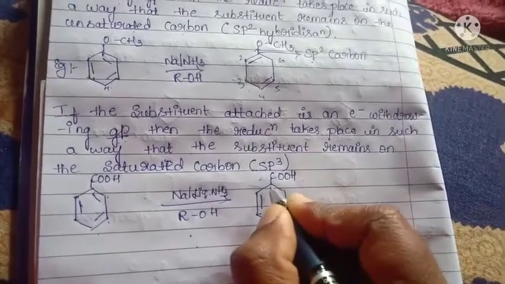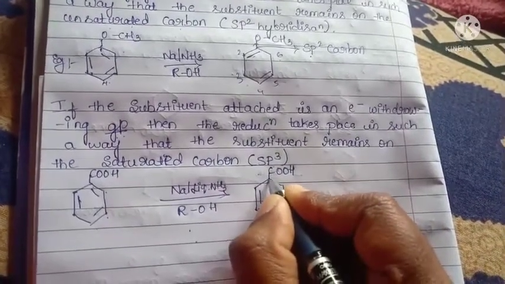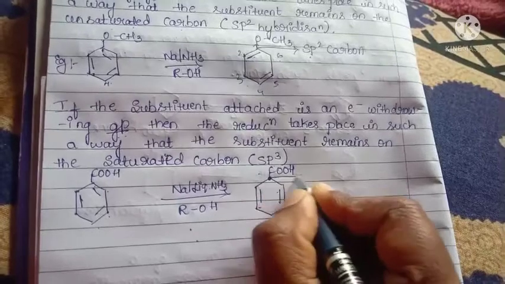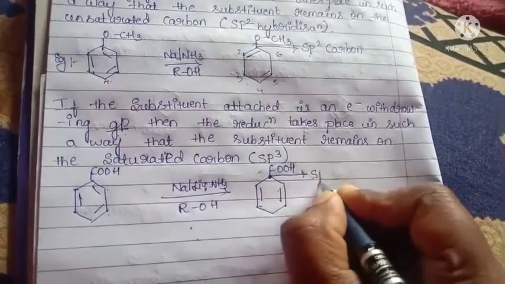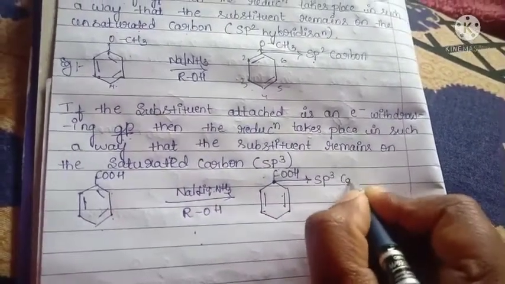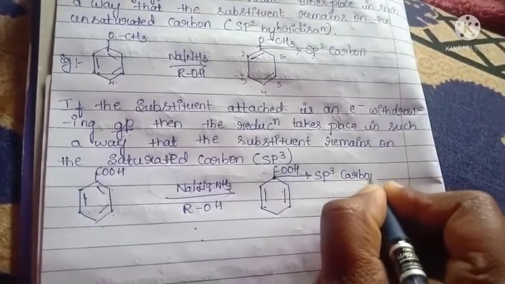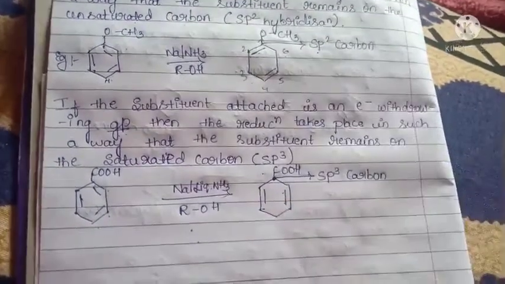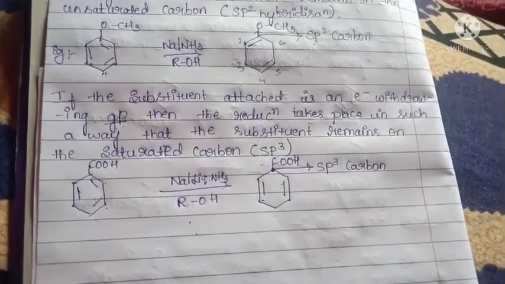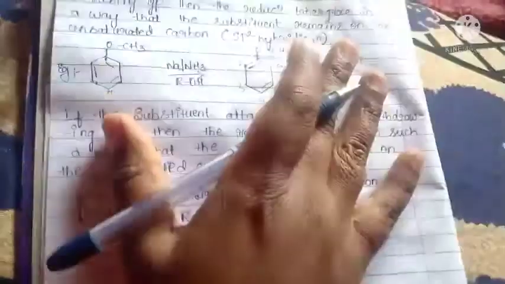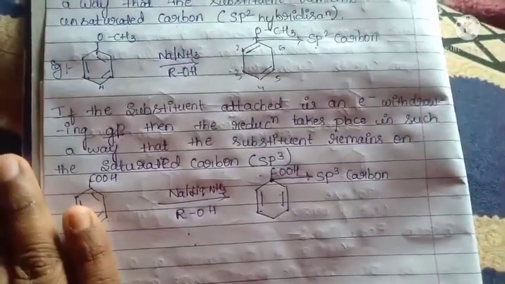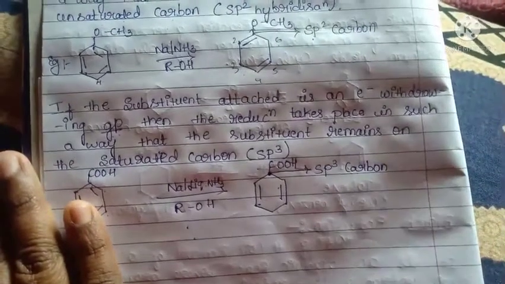COOH. We know that this carbon atom should not contain any double bond. So this is an sp3 carbon atom. Why is it called an sp3 carbon atom? Because it has carbon carbon single bonds. Okay, this is all about the Birch reaction, Birch reduction.